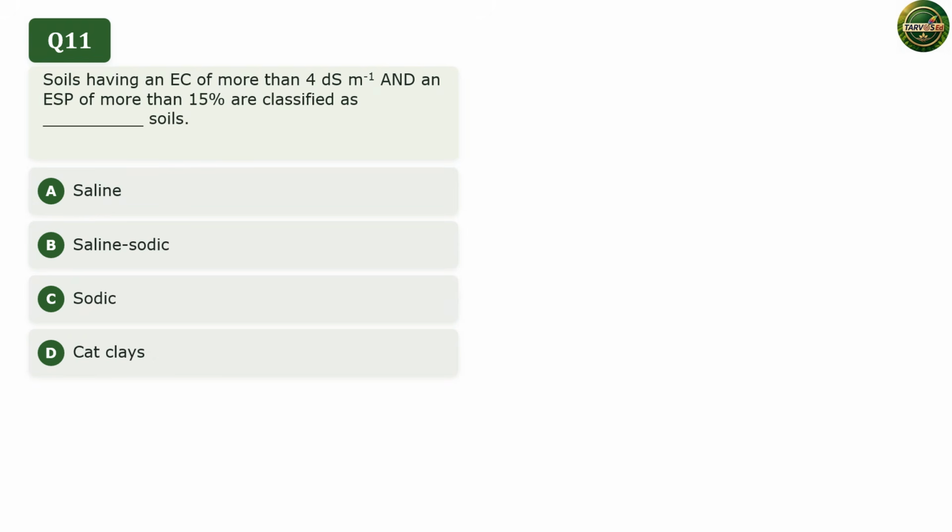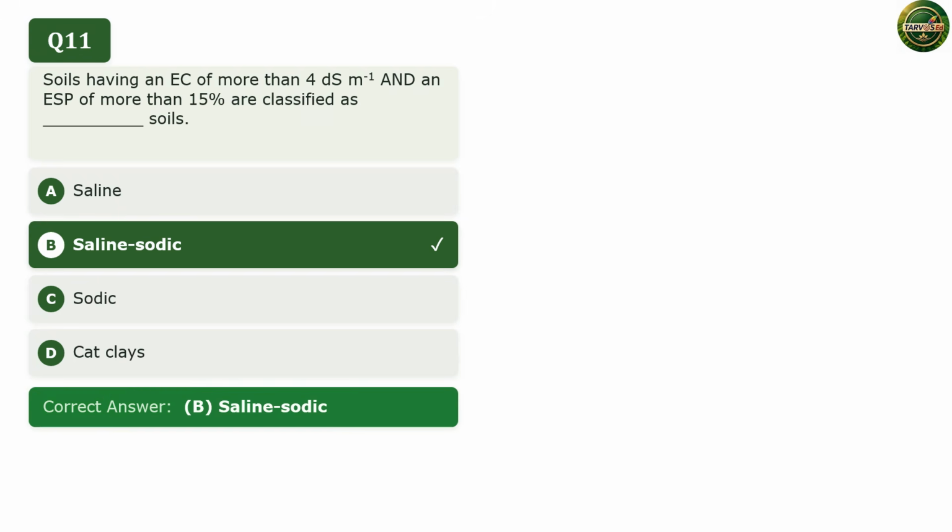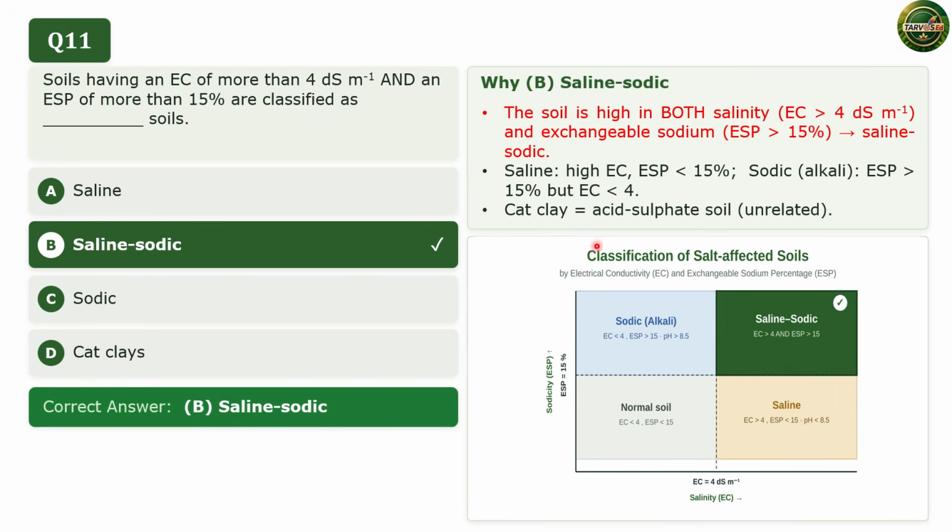The next question is, soils having an EC of more than 4 decisiemens per meter and ESP of more than 15% are classified as. The correct answer is option B, saline-sodic soil. To classify the salt affected soil, we use 3 parameters: EC, ESP, and pH. EC is nothing but soluble salt content, ESP is the exchangeable sodium percentage, that is the sodium content in the exchangeable complex of the soil, and pH is the acidity and alkalinity of the soil. A normal soil will have EC of less than 4 decisiemens per meter, ESP of less than 15%, and pH of 6.5 to 7.5.